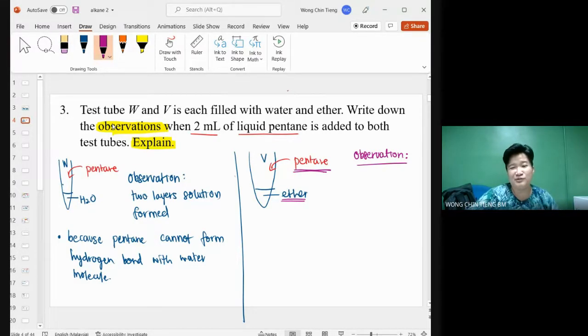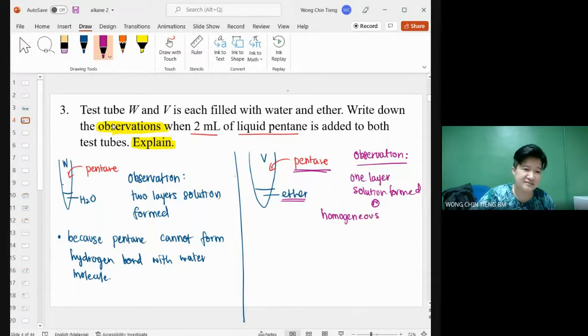Ayat yang tak berapa bijak tu kamu boleh tulis lah. 1 layer solution form. Alright, ni ayat tak berapa bijak. Boleh tak salah pun. Tapi, saya rasa yang lagi bijak adalah, remember this word? Homogeneous. Bila benda tu larut dan jadi sekata, when the things dissolve and it become the same thing, the one whole thing, we call it homogeneous, okay? Homogeneous solution form. I think this will sound better. Sound more scientific, okay? Kalau benda tu larut, bermakna kita akan kata dia homogeneous solution form.